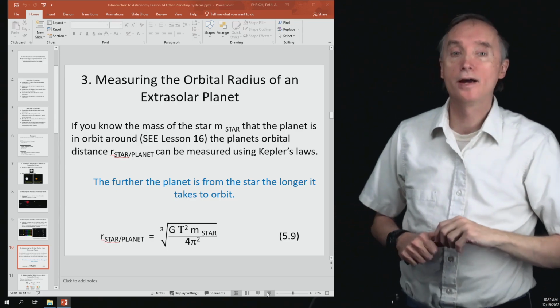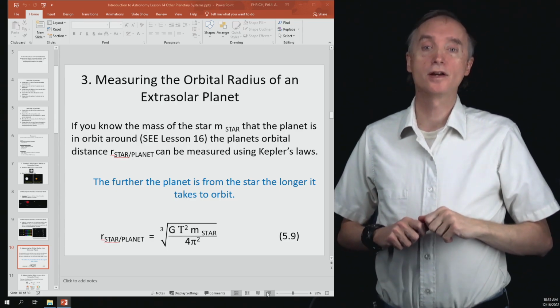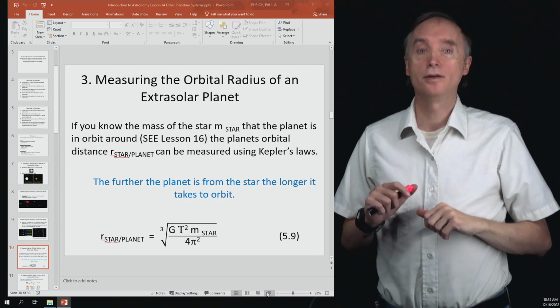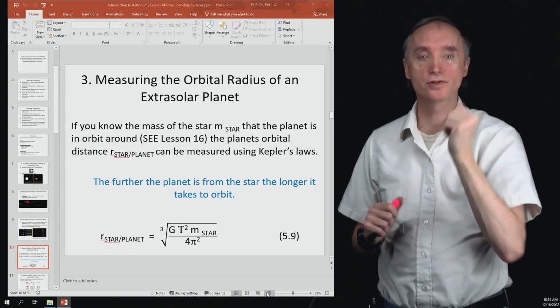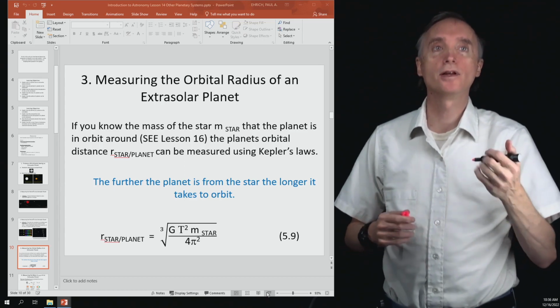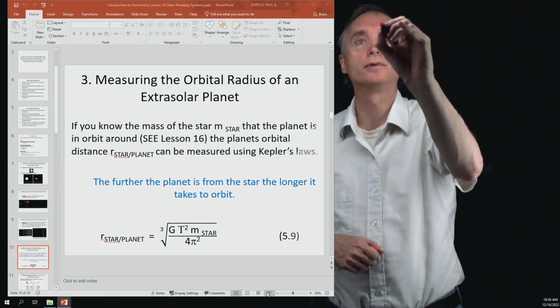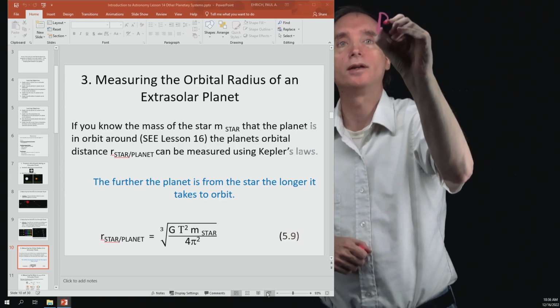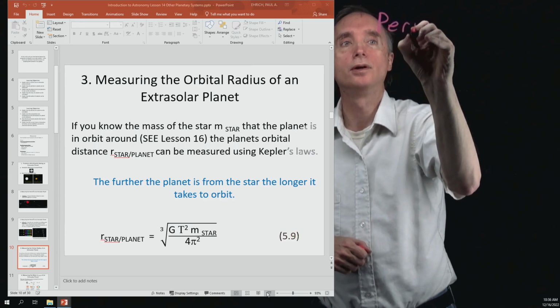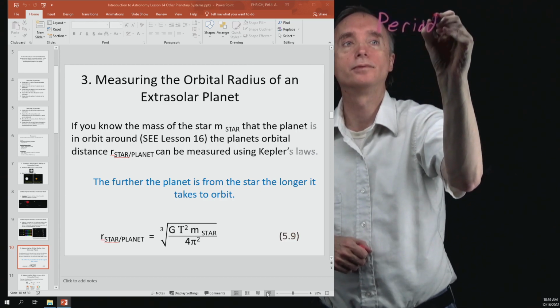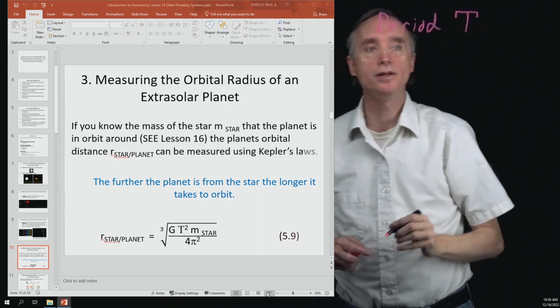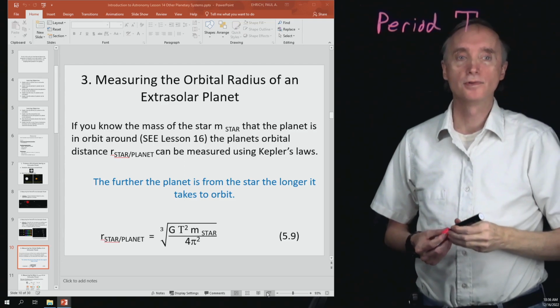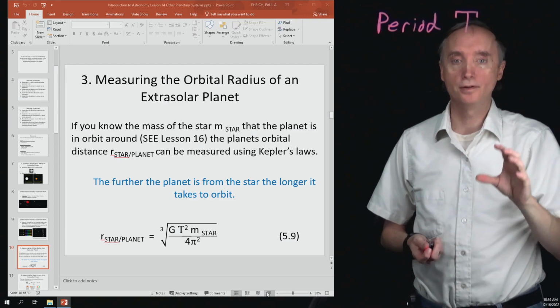Hello and welcome back. So in our previous segment we learned how to measure the period of a planet going around its star. So let's write that over here, and let's just say that we can now know the period, and that's going to be given by the Greek letter T, which is called tau. So now we know the period of this planet.